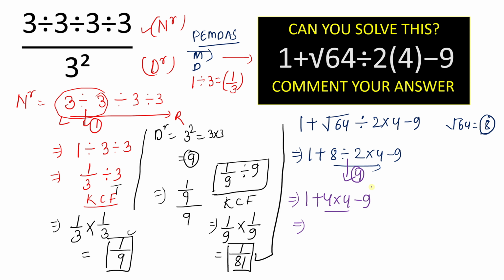We will go for multiplication because multiplication has higher priority than addition. So 4 times 4 is equal to 16 here. We can write 1 plus 16 minus 9. 1 plus 16, now again left to right we have to solve. 1 plus 16 will give us 17 minus 9. And 17 minus 9 will give result 8, which is the right answer.